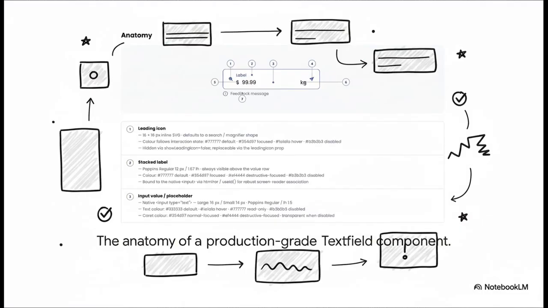A text field seems so simple, doesn't it? But when you really start to build one that's truly production grade, the complexity just explodes. I mean, look at this. You have to think about leading icons, stacked labels, helper text, error messages, and every single one of those has its own states and rules. It gets pretty complicated really fast.